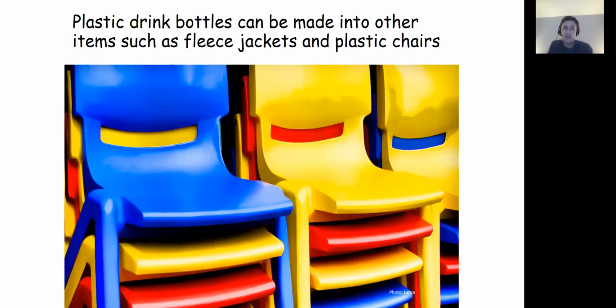Plastic drinks bottles can be made into things such as fleece jackets, plastic chairs. Okay, now we are living in a world where thankfully more and more things are being recycled, but still nowhere near enough is being recycled.